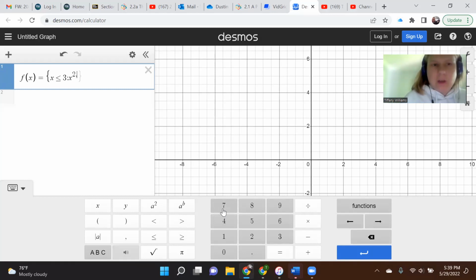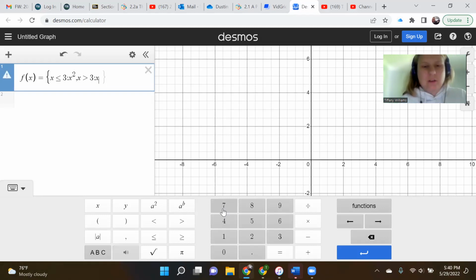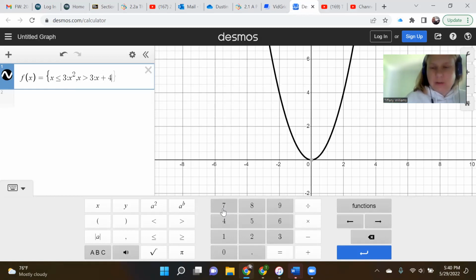And then I'm going to do a comma. I'm going to hit my right arrow key. And then I'm going to do it again. So I'm going to do x is greater than 3, colon, x plus 4. And then I'm going to close my brace.